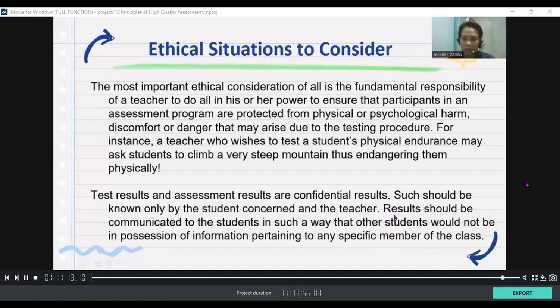So results should be communicated to the students in such a way that other students would not be in possession of information pertaining to any specific members of the class. You should not give the information on test results to just anybody. Only the student concerned should know their score.